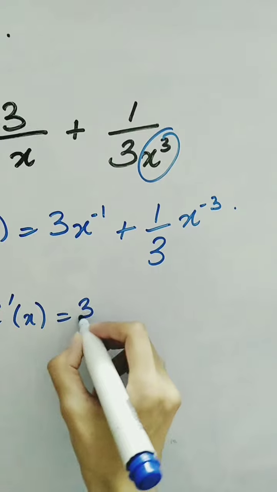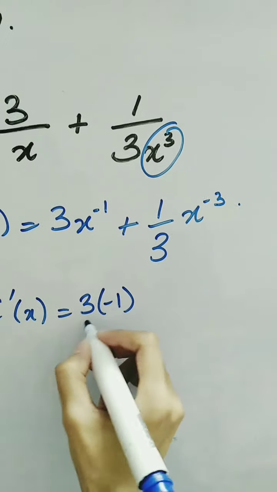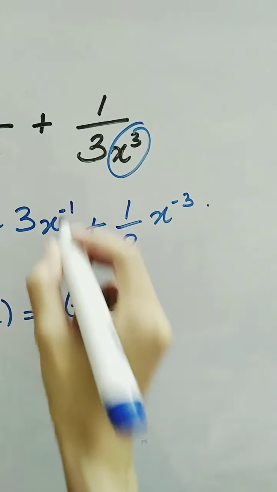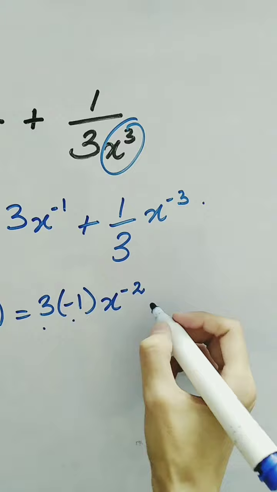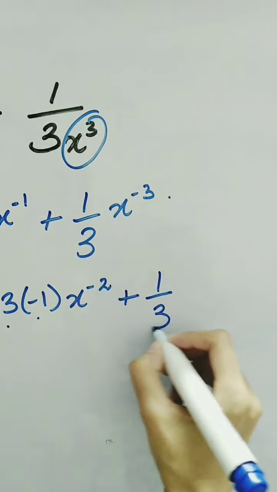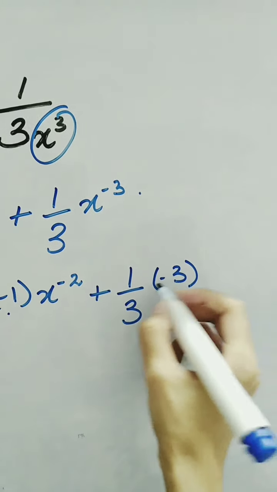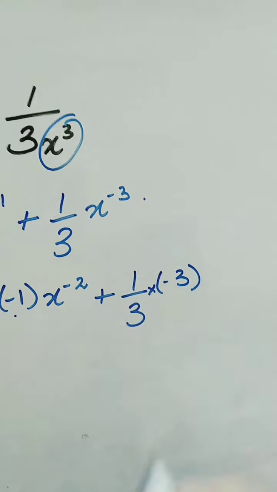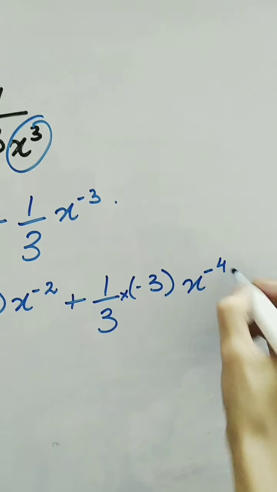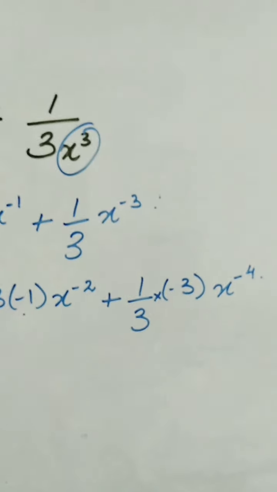Again we have 3 comes out as it is, and the power gets multiplied with this 3, and we have x raised to the power minus 2, as minus 1 subtracted from minus 1 becomes minus 2. Similarly here we have 1 over 3 as it is, minus 3 comes here and gets multiplied with this 1 over 3, and we have x raised to the power minus 4, as minus 1 is added to minus 3 and it becomes minus 4.